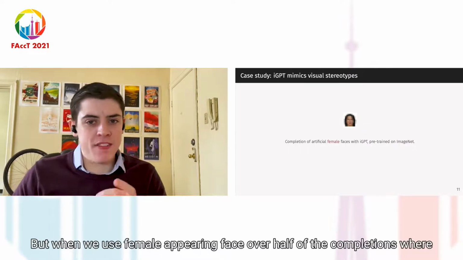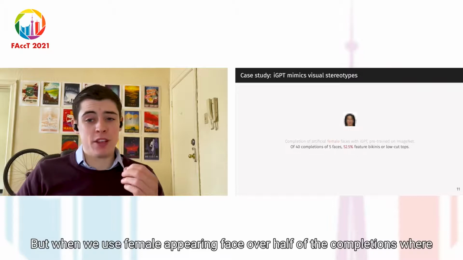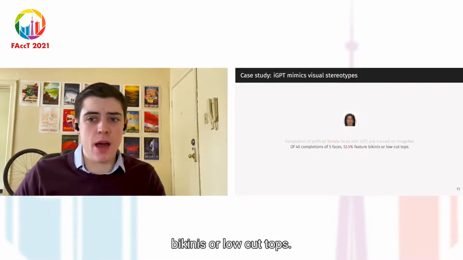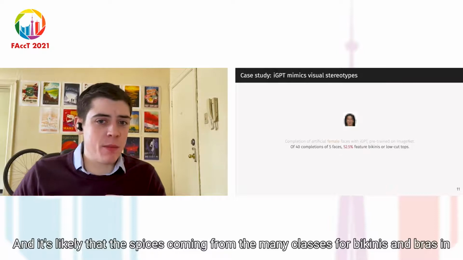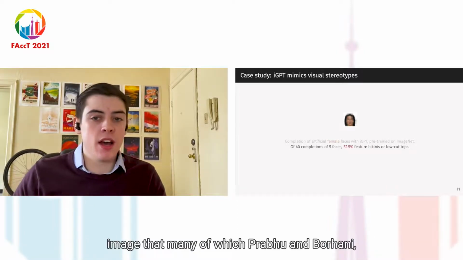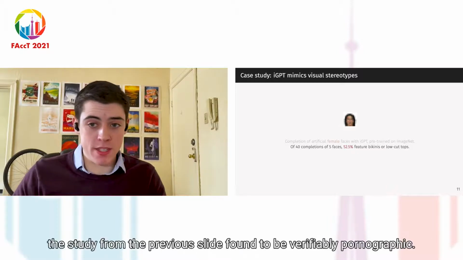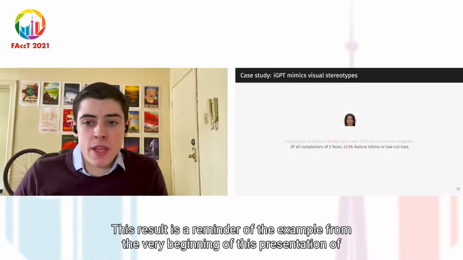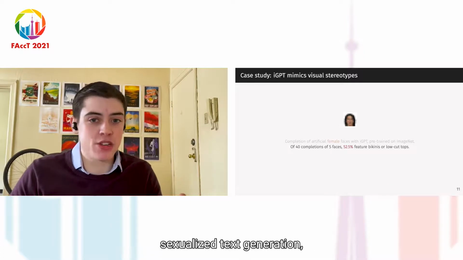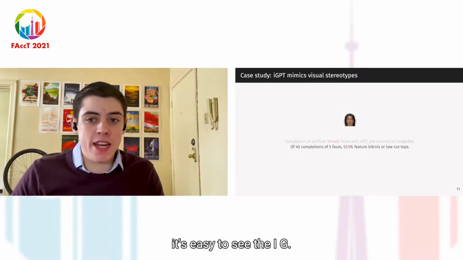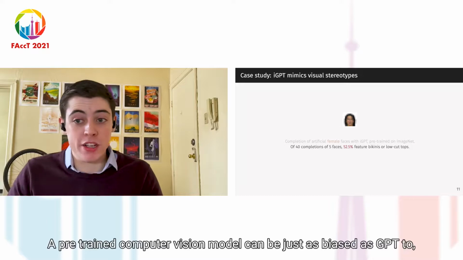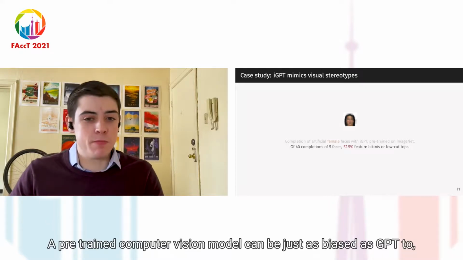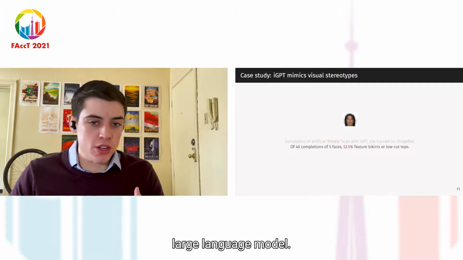But when we use a female-appearing face, over half of the completions wear bikinis or low-cut tops. And it's likely that this bias is coming from the many classes for bikinis and bras in ImageNet, many of which Prabhu and Birhane, the study from the previous slide, found to be verifiably pornographic. This result is a reminder of the example from the very beginning of this presentation of sexualized text generation. And it's easy to see that iGPT, a pre-trained computer vision model, can be just as biased as GPT-2, a large language model.